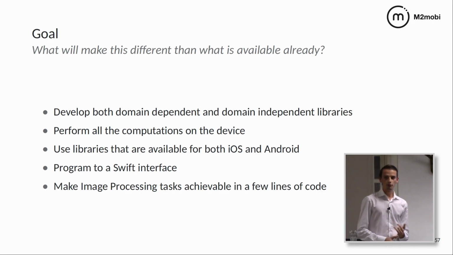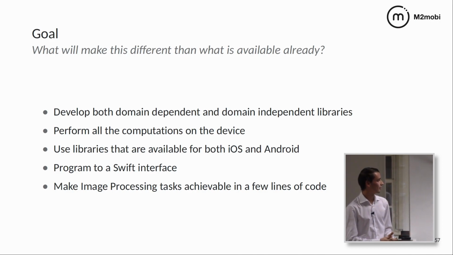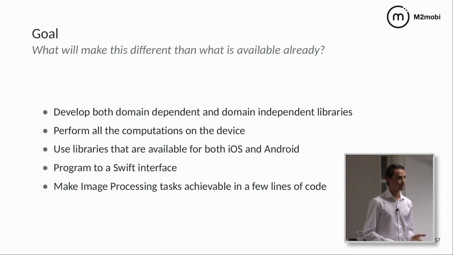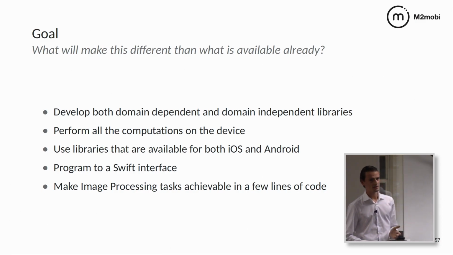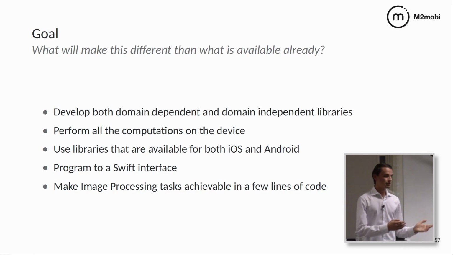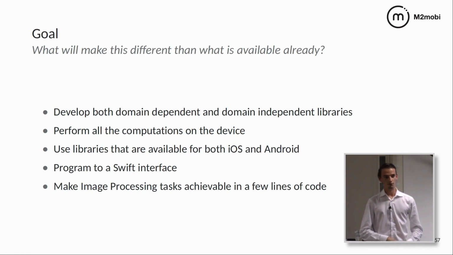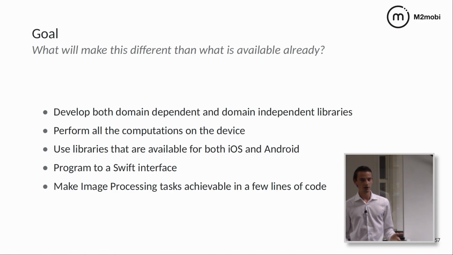We also want to do all the computations on the device. This is because when people are traveling, say to the United States and they're from the Netherlands, internet might be very expensive. And in airports, you don't even always have a very good connection because of the building structure. Also, we use libraries that are available for both iOS and Android, because we also make Android apps, and if it's really good, we want it to be available for Android as well, so that's kind of important.